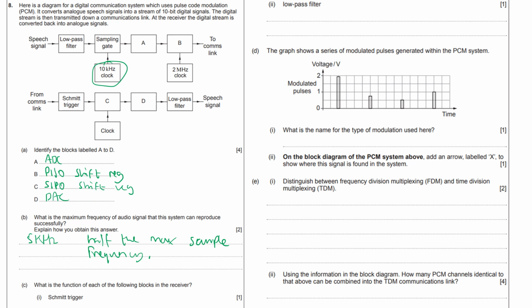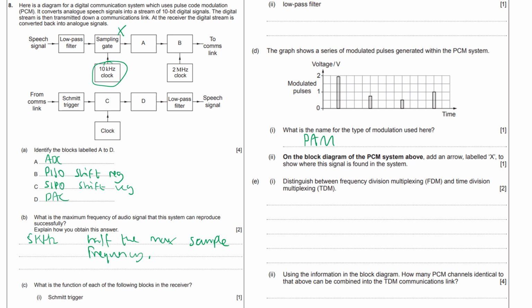Right, here we go. The name of this modulation used is obviously PAM, because the amplitude is changing. On the block diagram of the PCM system above, add an arrow labelled X to show where this system is found. So if we add an X where this is found on this system, so where are we looking at PCM? The pulse amplitude, it's this bit, it's the sample gate bit here. Yeah, so that's where it's found.